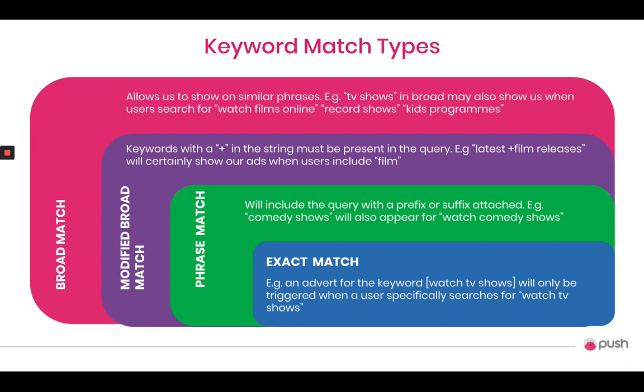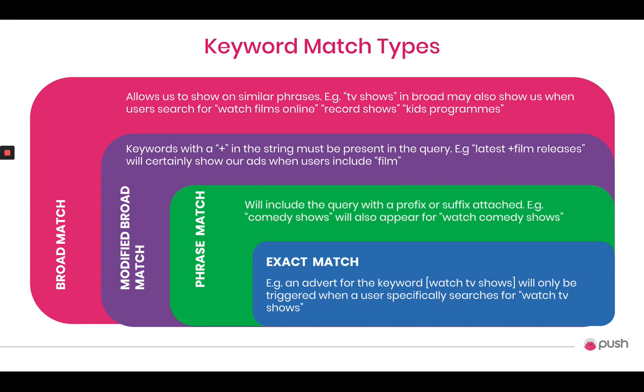What that indicates to Google is, this is my keyword, but you can show me for anything you think is relevant. So if I have the keyword TV shows, Google can show me for watch films online, record shows, and kids programs. That match type tends to be quite cheap, but it brings in a lot of wastage because Google's algorithm just brings in loads of stuff that's not relevant to your business, and we tend to avoid using it, to be honest. The times where it works the best are usually in situations where the keyword's quite niche, so it's not going to pick up loads of different things.